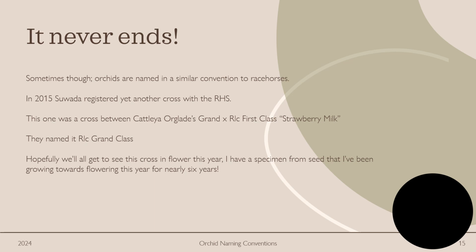I'm hoping that we might be able to see what that cross looks like, because I purchased a small seedling from Burnham Nursery many years ago, maybe 6 years ago now, and have been growing it away, and it looks like it might be large enough this year to flower. So I'm hoping that we'll be able to have a look at that. I also have other crosses with RLC First Class Strawberry Milk, and we'll see what that one will look like as well.